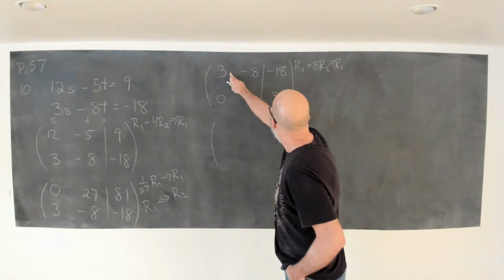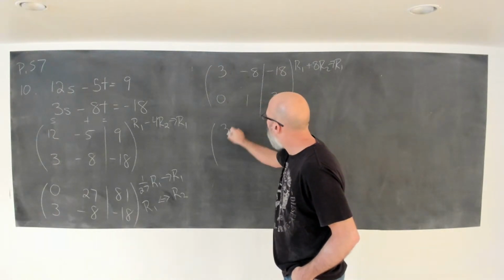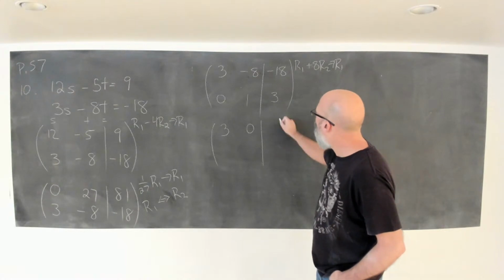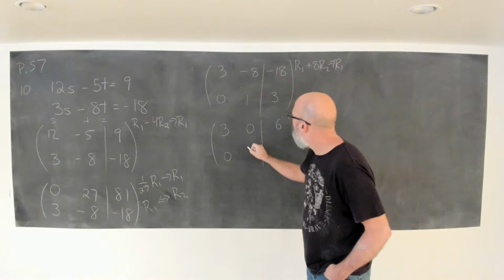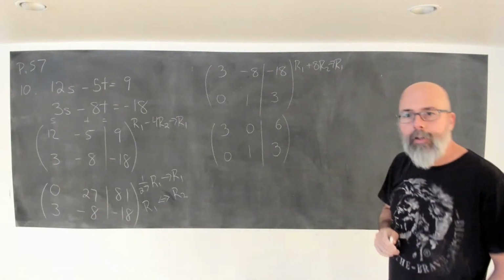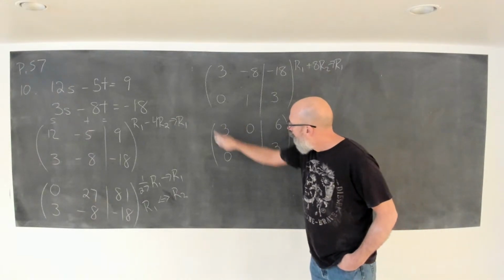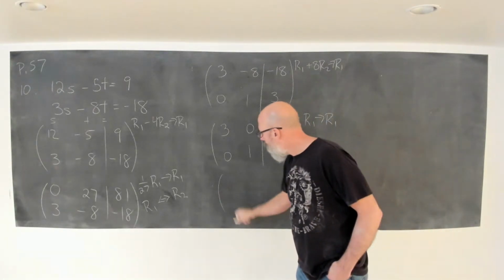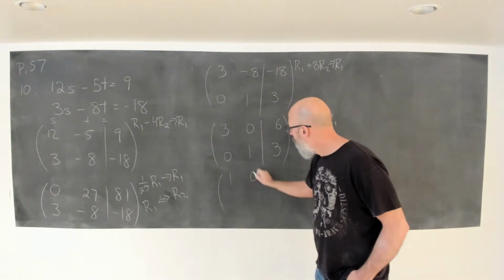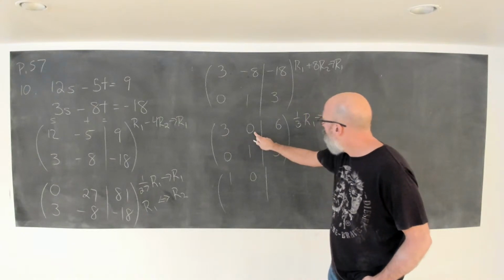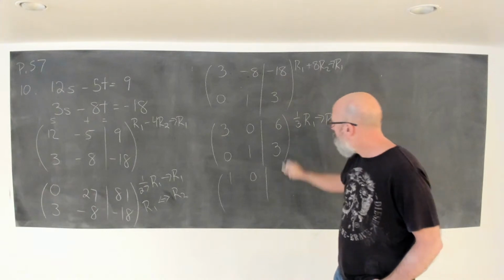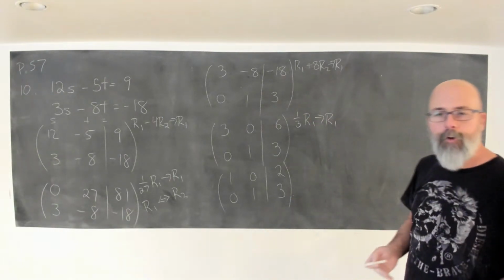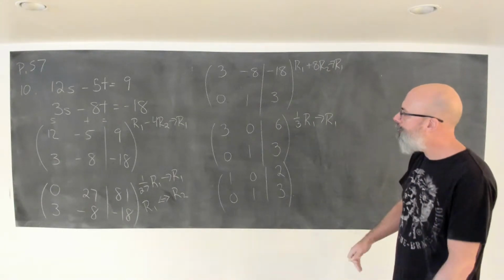So here we go. So 3 plus 8 times 0, that's still a 3. Minus 8 plus 8 is 0. And minus 18 plus 24 is a positive 6. Let's finish it up by changing this into a 1. 1/3 row 1 for row 1. And you see the beauty of having waited until the end. So 1/3 times 3 is 1, 1/3 times 0 is 0, and 1/3 times 6 is 2. The beauty is that at no point did we introduce fractions. We waited until the complete end.